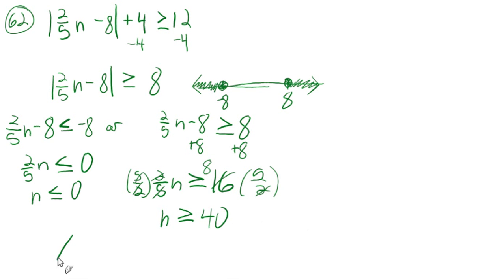And we need to graph this. We got 0 here, 40 here, so 0 is going to be on the left. It needs to be less than or equal to 0, or it needs to be greater than or equal to 40. And there you go. That's it.